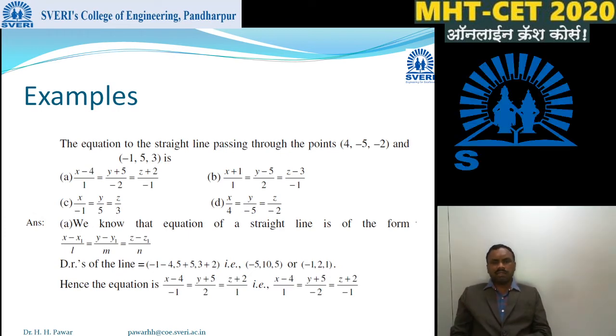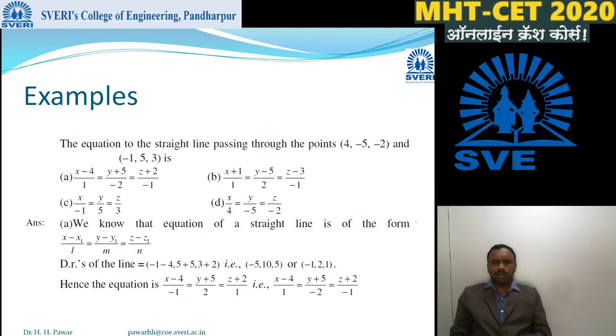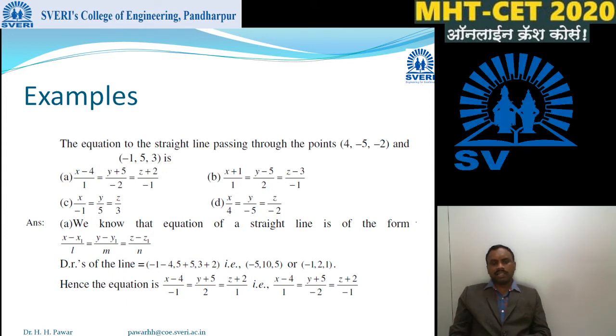Next one is the equation to the straight line passing through the points 4, minus 5, minus 2 and minus 1, 5, 3 is, as we know that equation is in the form x minus x1 upon l, y minus y1 upon m, z minus z1 upon n. Hence its direction ratios are minus 1 minus 4, 5 plus 5, 3 plus 2, that is minus 5, 10, 5. By dividing by 5 we'll get minus 1, 2, 1.